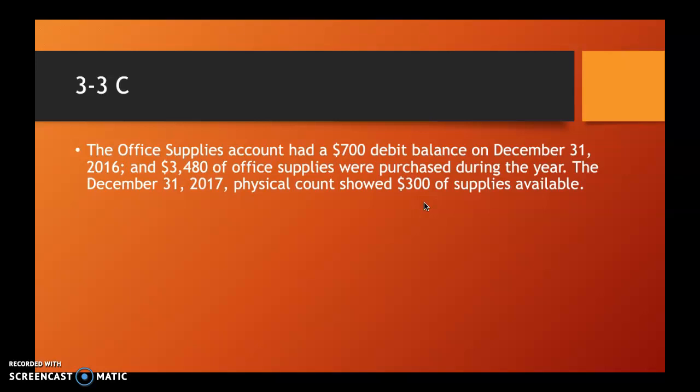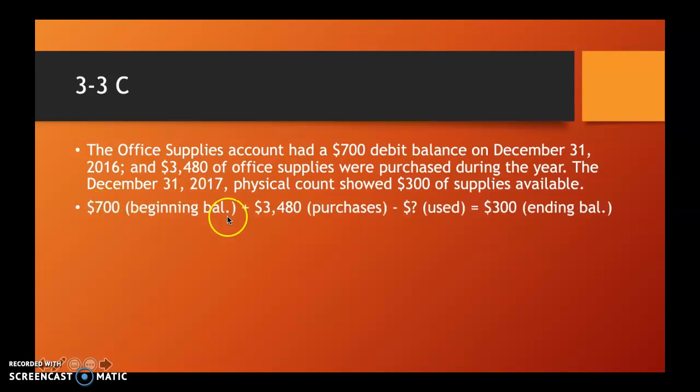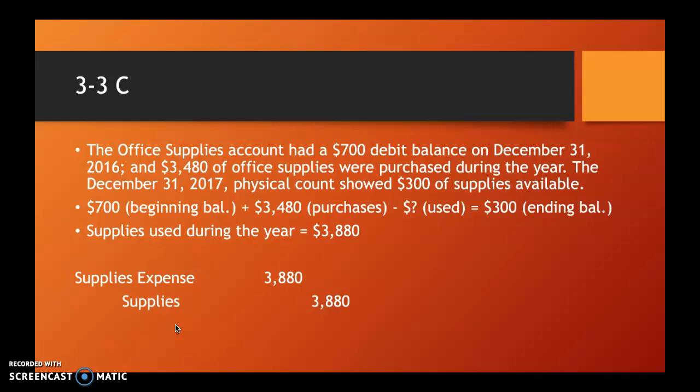Okay, so this is what I set up. The $700 beginning balance plus the $3,480 purchase minus how much we used results in a $300 ending balance for supplies. If you solve this, it will be $3,880 for this mystery amount right here, which is how much we used during the year. So the journal entry for this would be debit supplies expense, credit supplies. Again, expense has a debit normal balance, and because we're getting rid of an asset, we would credit it.